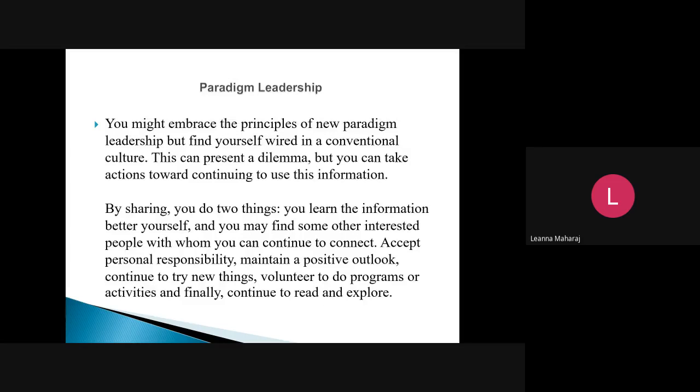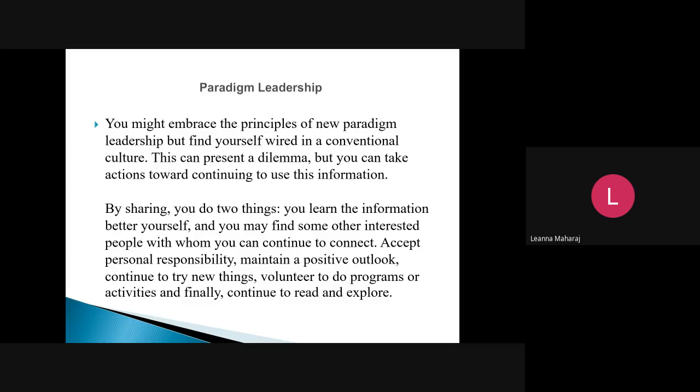So we move on now to paradigm leadership in conventional paradigm cultures. We know we have to embrace the new principles of the new paradigm leadership, but sometimes we find it difficult because we are so in tune with the conventional culture. So therefore, it is a problem. A problem is presented, but we have to take action by continuing to use information and share it more.